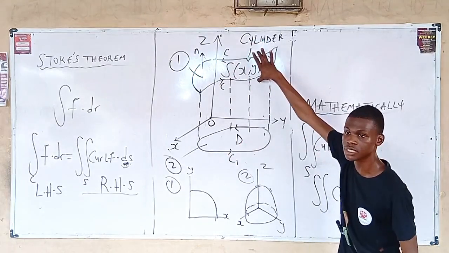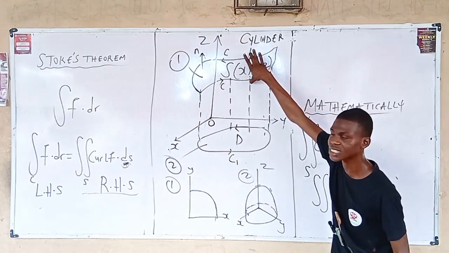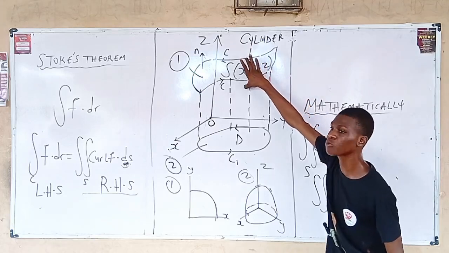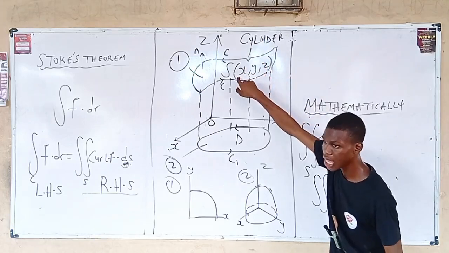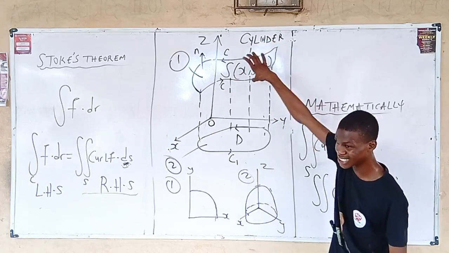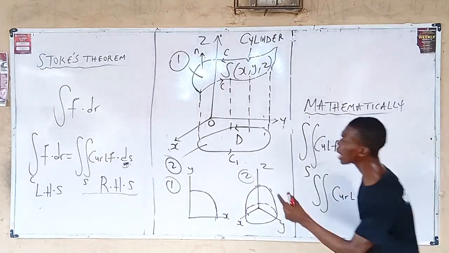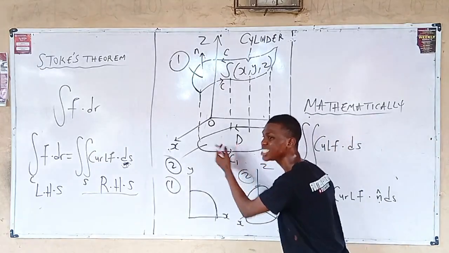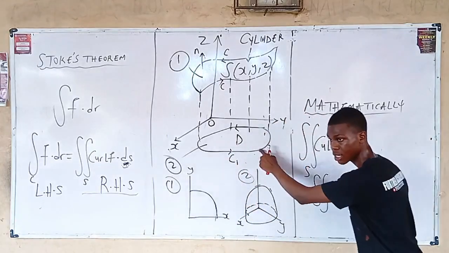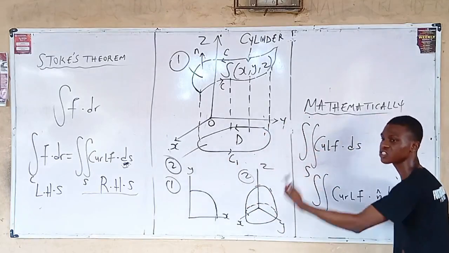Let's say you are using this surface. What it means is that I'm going to calculate the n of this surface, and I'm going to calculate the ds of this surface. So this is why I'm having this formula as this. Let's say I'm using this surface. I'm going to know the n of this surface, and the ds of this surface.